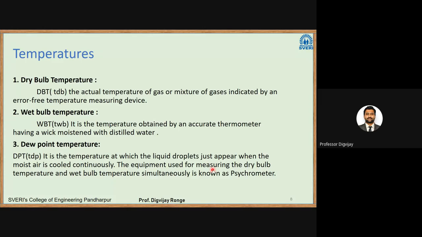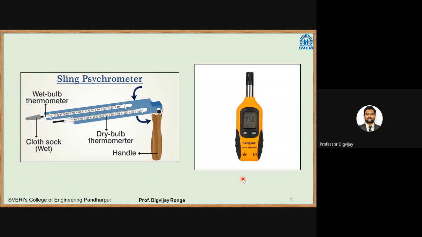The equipment used for measuring the dry bulb temperature and wet bulb temperature simultaneously is known as a psychrometer. So this device, what you have seen here, this digital one, will give you the value of dew point temperature also.